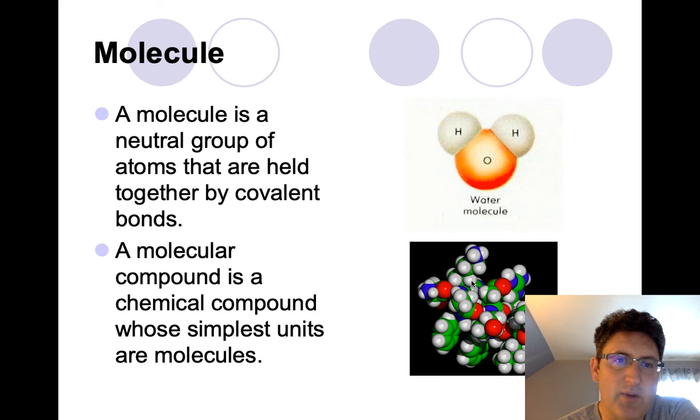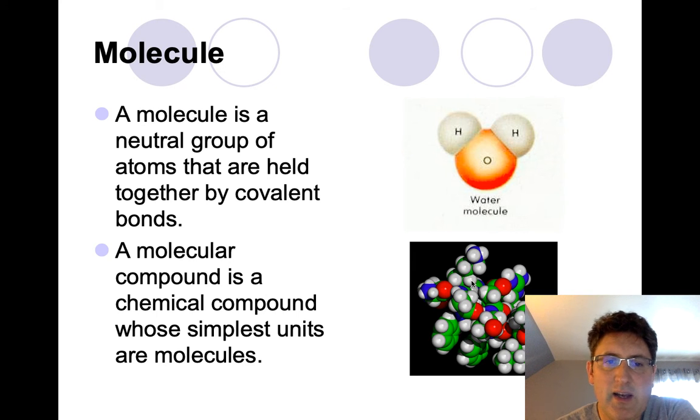First thing is a molecule, and a molecule is a neutral group of atoms that are held together with covalent bonds. So specifically, ionic substances, which we're going to talk about in 6.3, actually are not molecules. Like NaCl, technically you cannot call a molecule because it's not held together with covalent bonds. Okay. A molecular compound, a chemical compound whose simplest units are molecules.